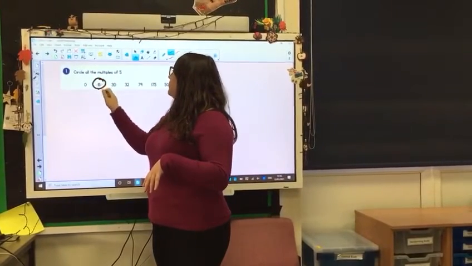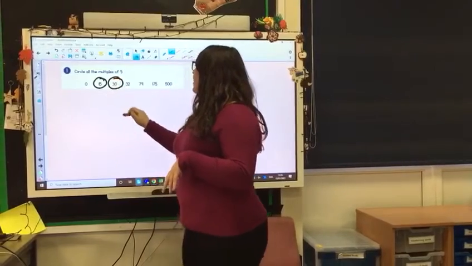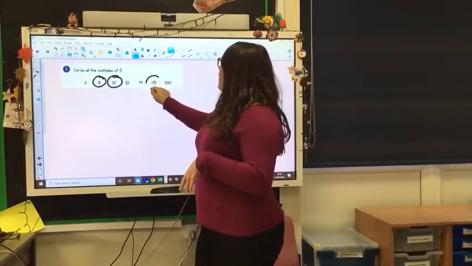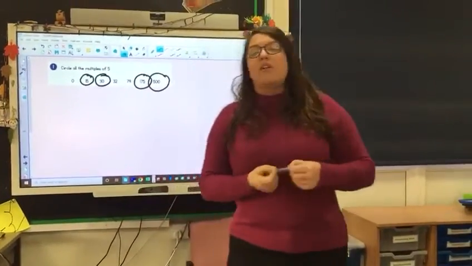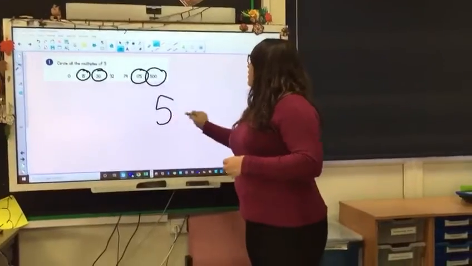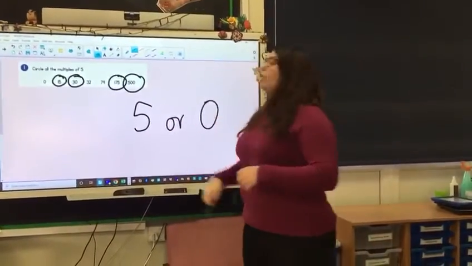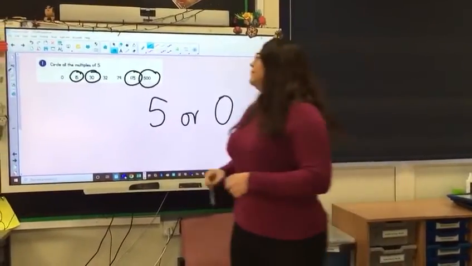15 is in the 5 times tables. 30 is in the 5 times tables. 175 is in the 5 times table. And 500 is in the 5 times table because the number in the ones column, if it is a 5 or a 0, we know it's in the 5 times tables.